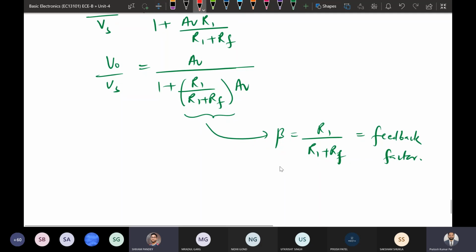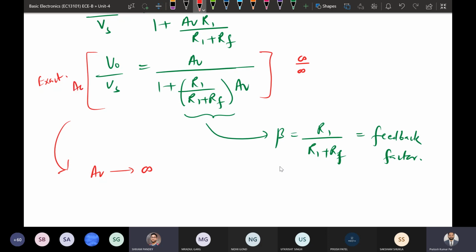So this is coming out to be the case of exact analysis. If we want to apply this gain value, suppose the gain that we are considering, AV, is infinity or very high, then what will be Vo divided by Vs, we will see. If it is infinity, by putting the value we get infinity divided by infinity. So we can get a value exactly of Vo divided by Vs. So this is your closed loop gain value.